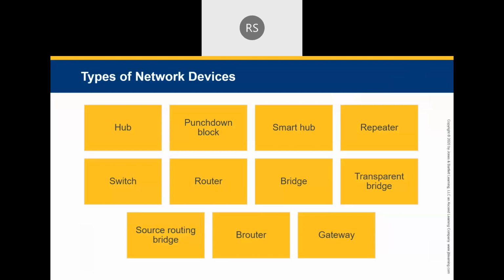Now, a bridge is a layer 2 device, and it's going to act like a smart hub or repeater, but it includes the ability to filter packets based on the MAC address.